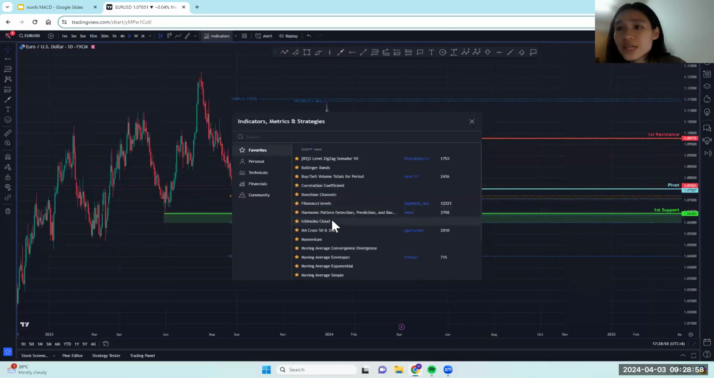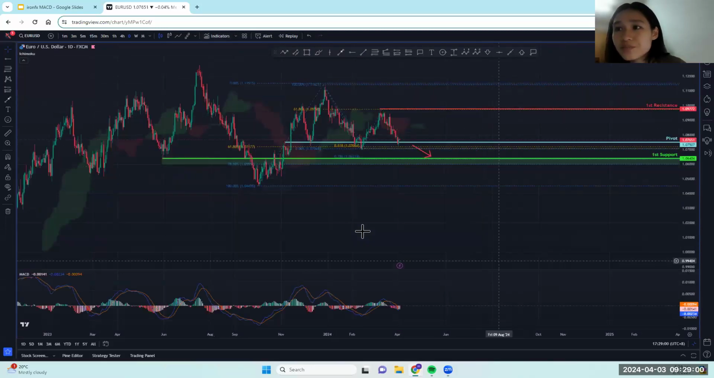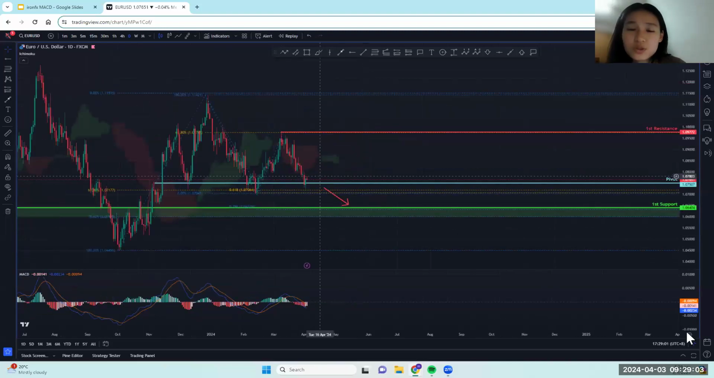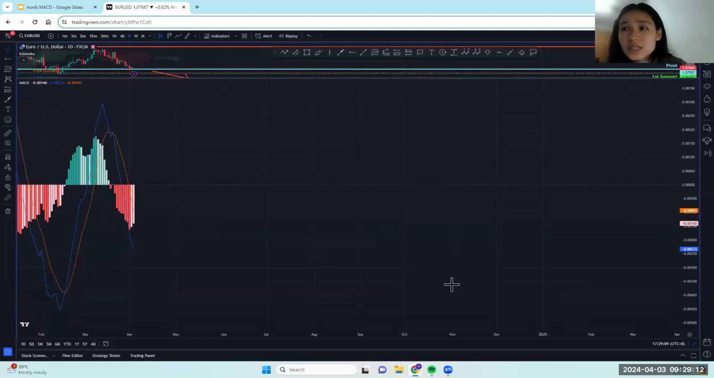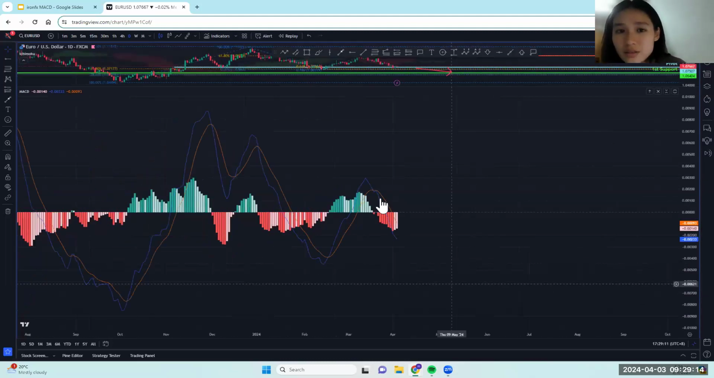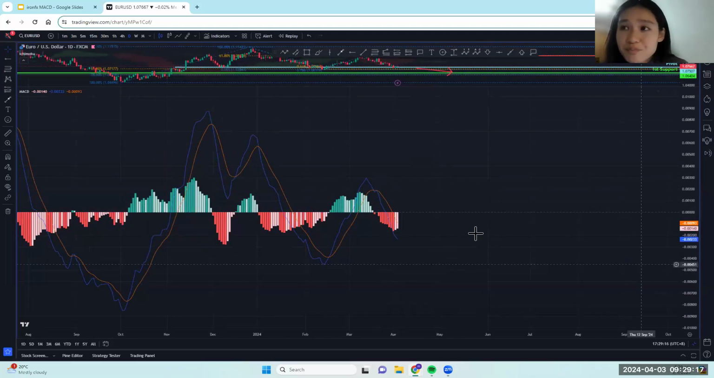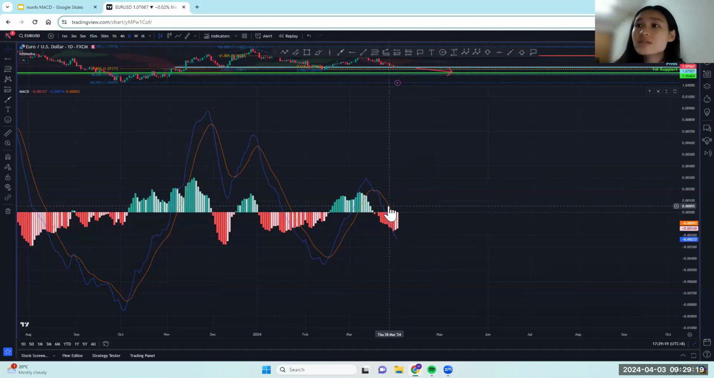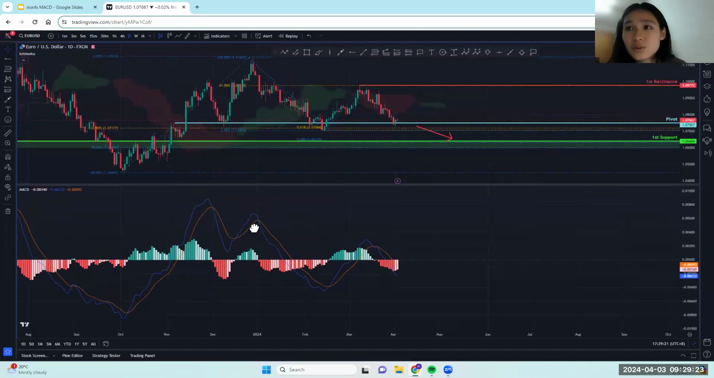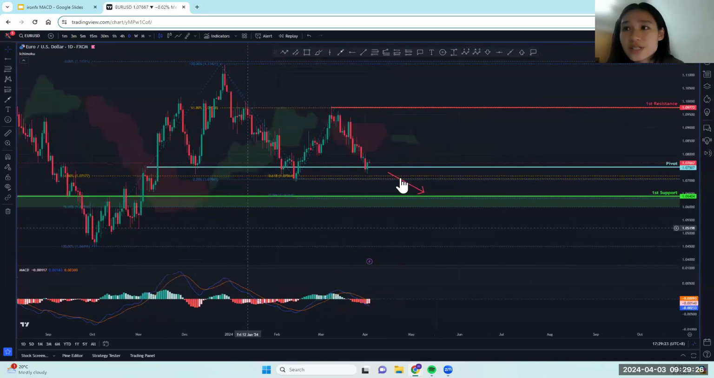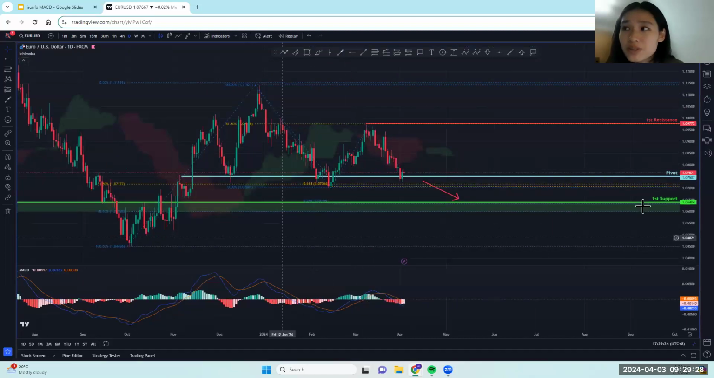Now looking at some indicators, again, Ichimoku and MACD, price is moving below the Ichimoku cloud, so it's giving us a bearish signal. And our MACD is also giving us a bearish signal. You can see on our MACD, the blue line is crossing below the orange line, which is the signal line. So it supports our bearish analysis that price is going to continue to drop from our pivot towards our first support.